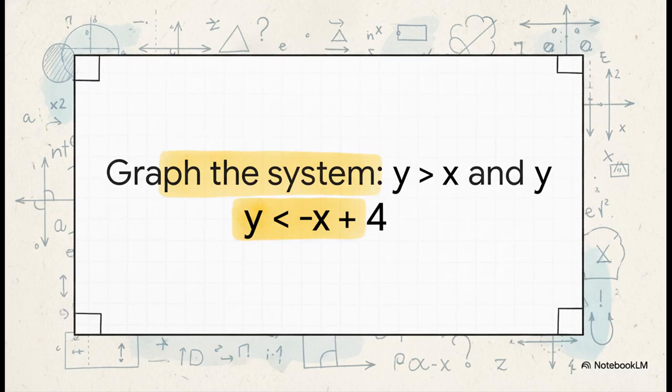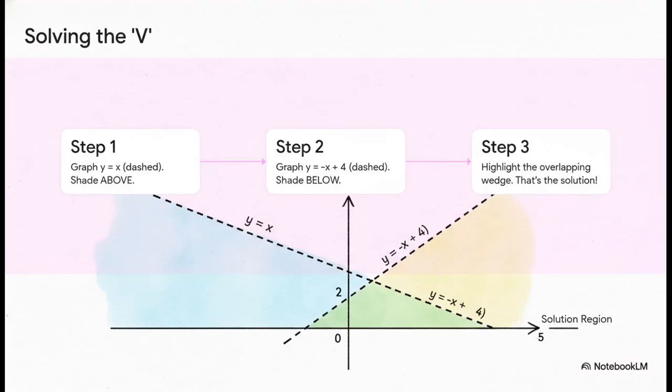Let's kick things off with a super common example. Our system has 2 rules. Y has to be greater than x, and y has to be less than negative x plus 4. Let's see what that looks like. Okay, first things first, we graph y equals x. Now, because it's greater than, not equal to, we have to use a dashed line. Then we shade everything above it. Next up, we graph y equals negative x plus 4. Same deal, it's a dashed line because it's less than, and we shade everything below it.